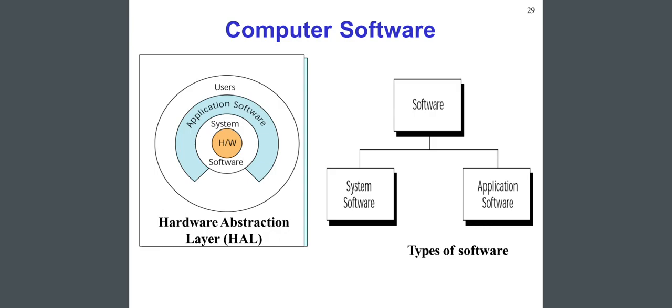Last thing, see here the computer software. Hardware Abstraction Layer, HAL. There is the system where you can find the hardware and the software, and the application software around it, and you also need the users. So the software is mainly of two types, system software and application software.